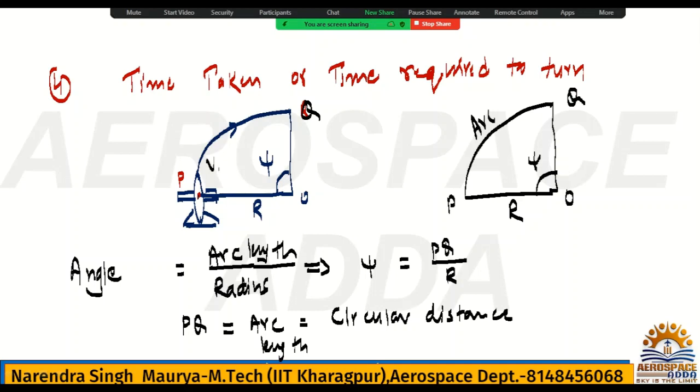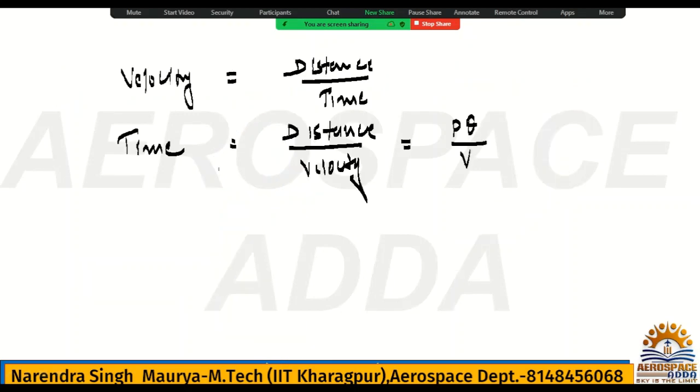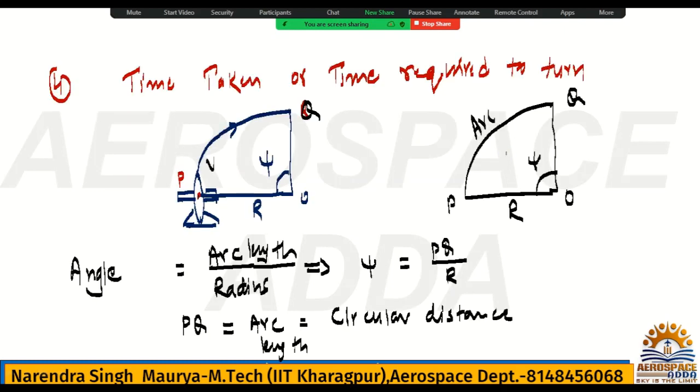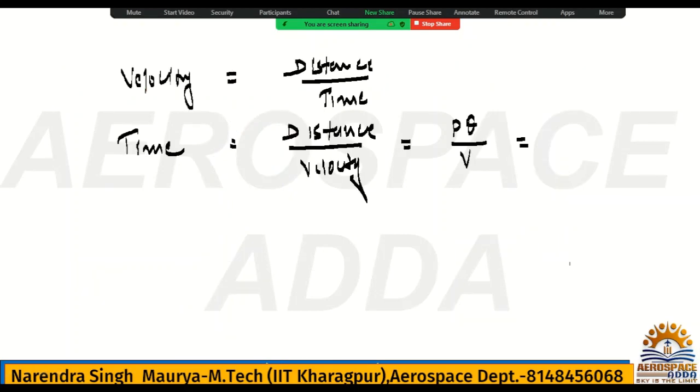All terminology you know. V is the velocity of the aircraft, R is the radius of turn, psi is the turning angle. So no need to write again and again. That should be clear. Fine, PQ by V. What is PQ? Just now you have calculated it: PQ is psi into R. You can write psi into R by V. Yes or no?